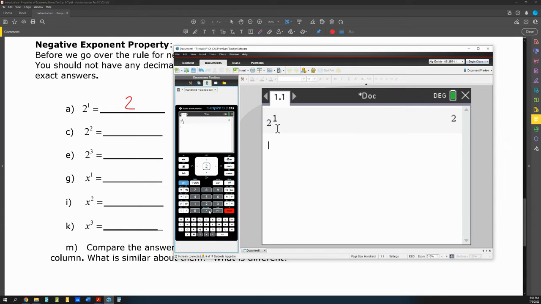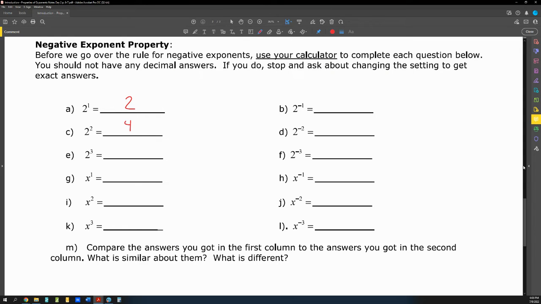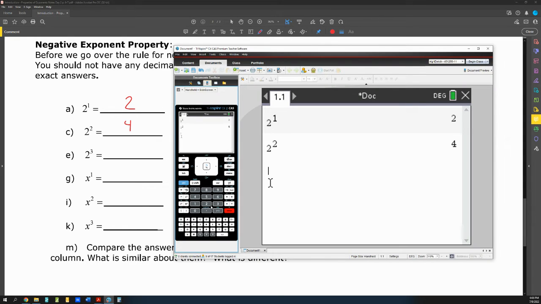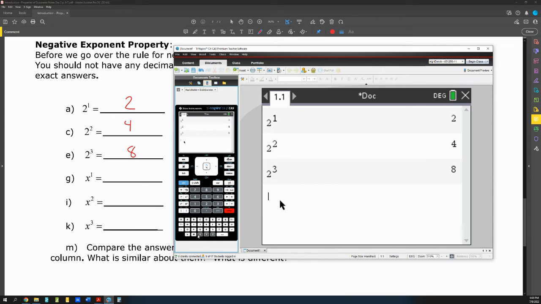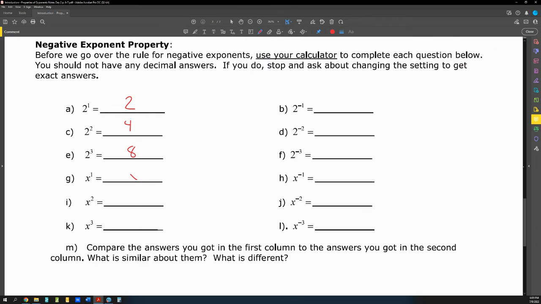2 squared. And I'm going to use the shorthand key. This key right here is the x squared key, instead of going up in the exponent. It is equal to 4. 2 cubed, so 2 to the power 3, is equal to 8. And now let's try it with a variable. So x to the first power is equal to just x.